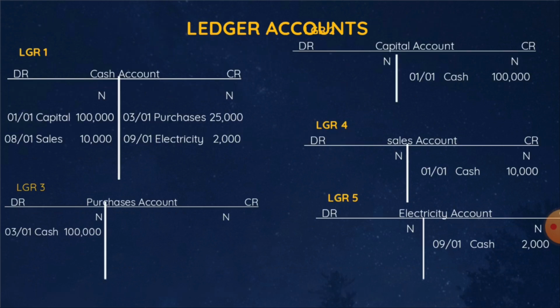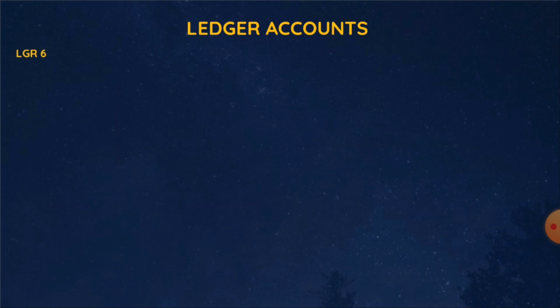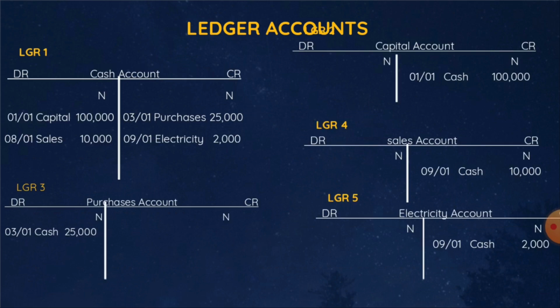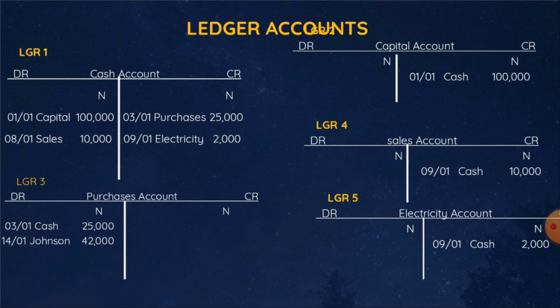Now let's go to the ledger. If we look at it, we don't have Johnson's account, we don't have a creditor's account, which means we are going to open a ledger for the creditor, which is Johnson. That is going to be ledger number 6. Just like I said, Johnson is a creditor. We are going to credit Johnson's account with 42,000 naira, while the corresponding debit entry goes to what? To the purchases account. We already have a purchases account, so there's no need to open another account. So we debit the purchases account with Johnson, 42,000 naira. So that completes the double entry system for the transaction.